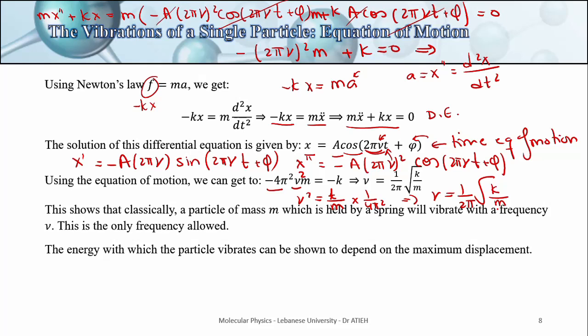This shows that if the particle is connected to a spring, this particle has a mass m and the spring has a stiffness k, then the particle will oscillate with a frequency equal to 1 over 2 pi radical k over m. The frequency of oscillation does not depend on the energy of the particle. It only depends on the mass of the particle and on the stiffness of the spring, on m and k.